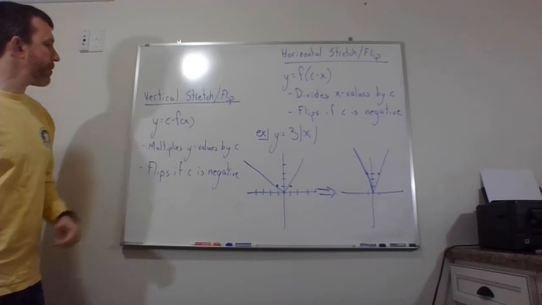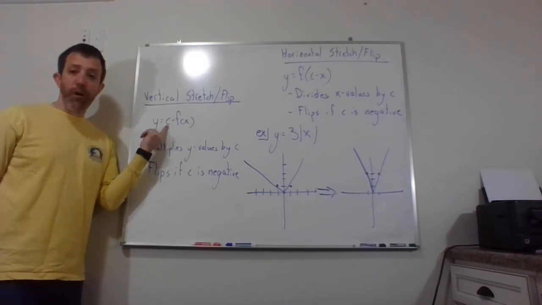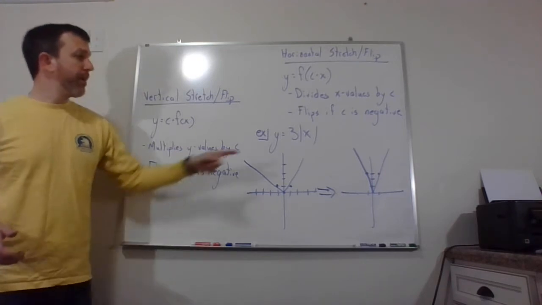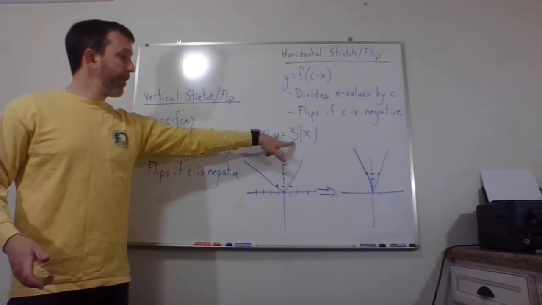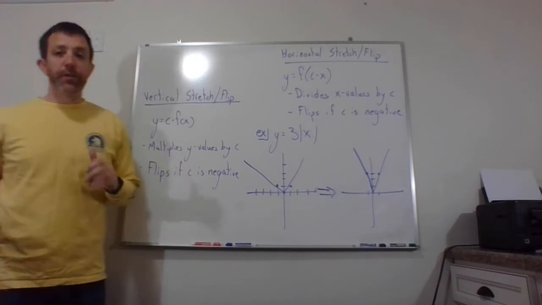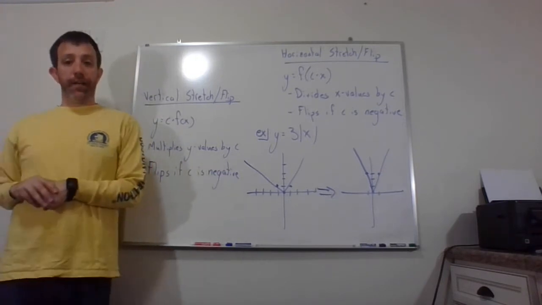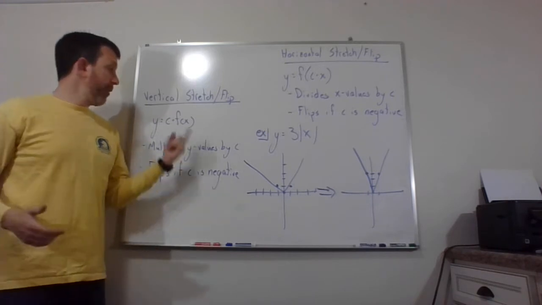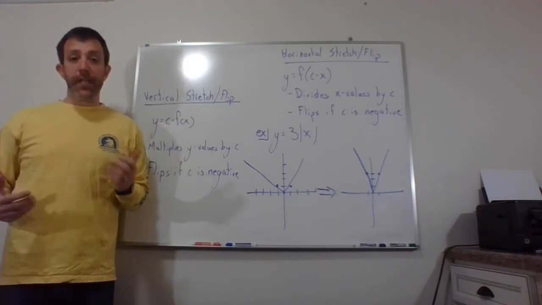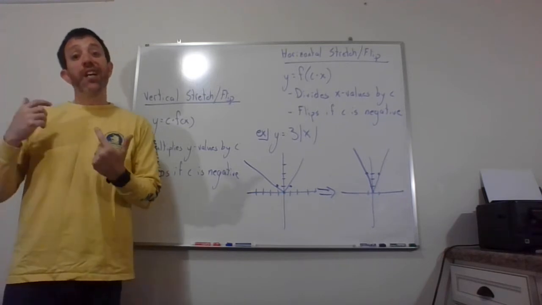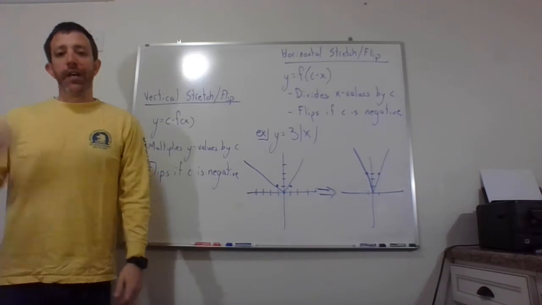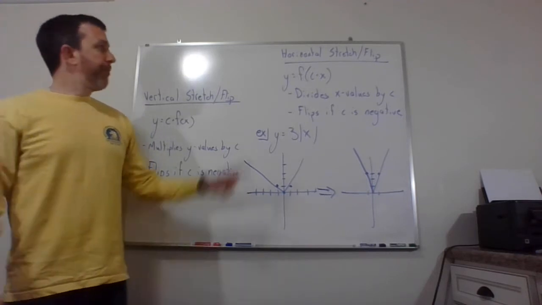All right, so for a vertical stretch, you have something multiplied by your function. Remember last time we used an x squared. Here I actually have an example with a 3 times an absolute value. And so all this is going to do is it takes every y value that you have and multiplies it by whatever c is. It will flip your graph if c is negative, which makes sense because if you take your y values and multiply by a negative, you flip things over. And so that works out really well.